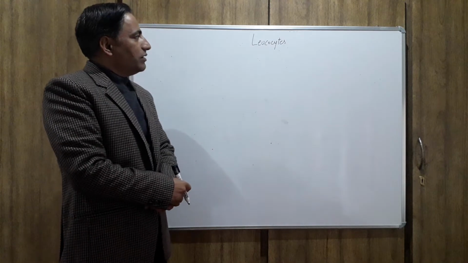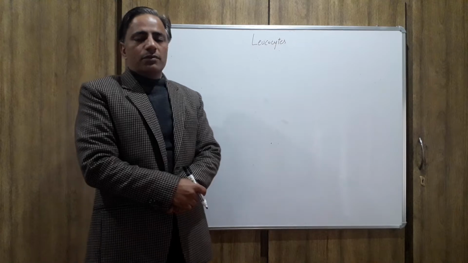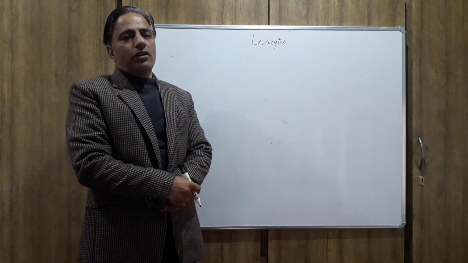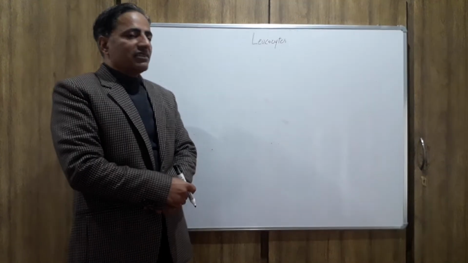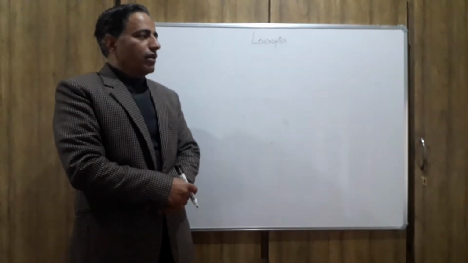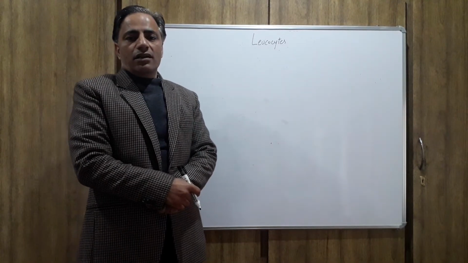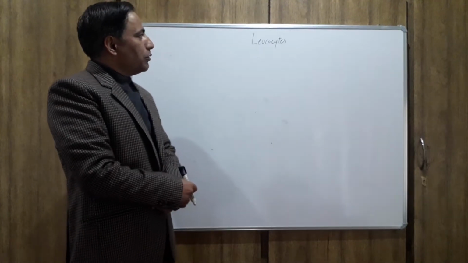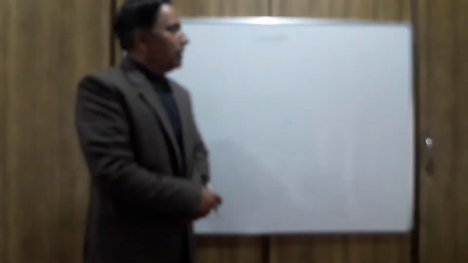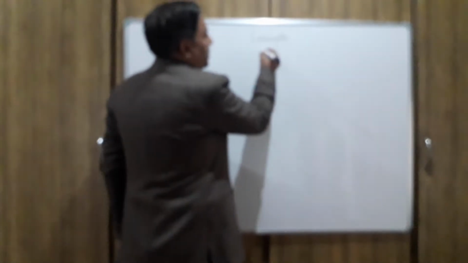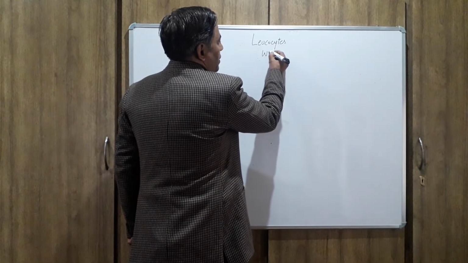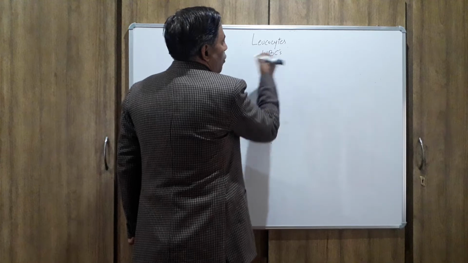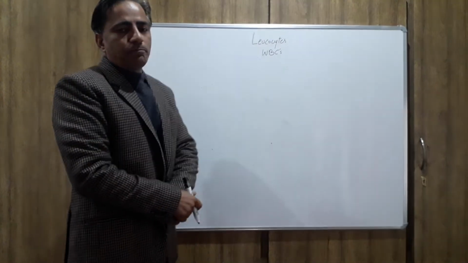The second component of the blood is made up of some special types of cells such as erythrocytes, leukocytes, and blood platelets. We have discussed some of these cells. Now today's topic is about the leukocytes. Leukocytes are also called WBCs, or white blood cells.